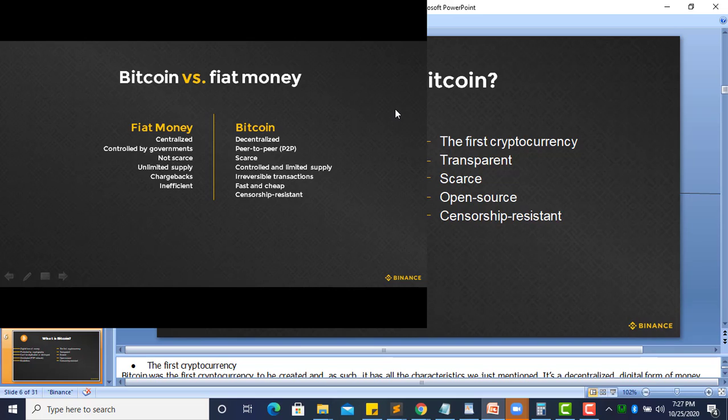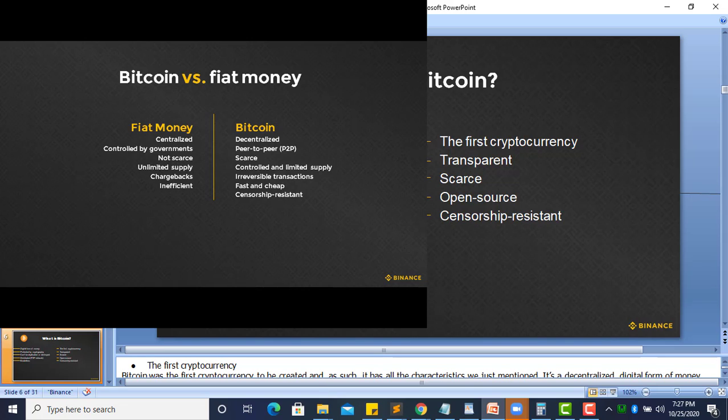So Bitcoin is decentralized. It's peer-to-peer. That is, you can send from one person to another without any middleman. It is scarce. Whatever quantity is in circulation, that is the quantity that will be there forever. There's nobody that can come tomorrow and add or subtract. Controlled and limited supply. That's what I'm talking about. Irreversible transactions. This is one of the things you should know about Bitcoin. Once you make any transaction, it cannot be reversed. If you mistakenly send one Bitcoin to an unknown address, there is no way you can file for a claim or a refund or anything. It has gone, it has gone.